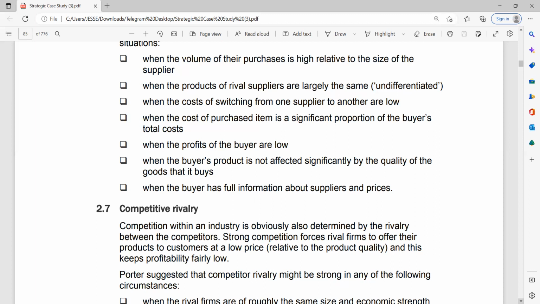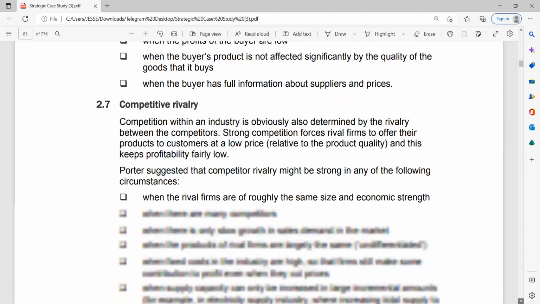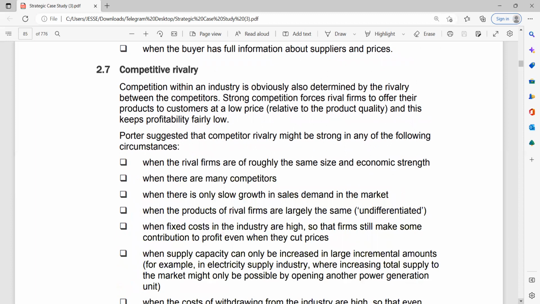So when you're asked in the exam, you should remember the volume of the purchases. You should remember undifferentiated products. You should remember the cost of switching. You should remember information. Now let's move on to competitive rivalry.